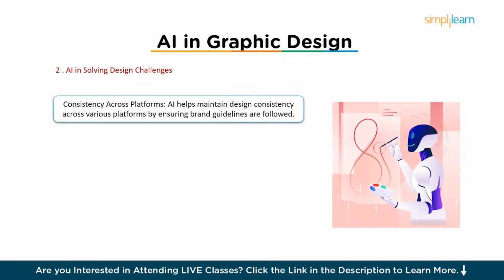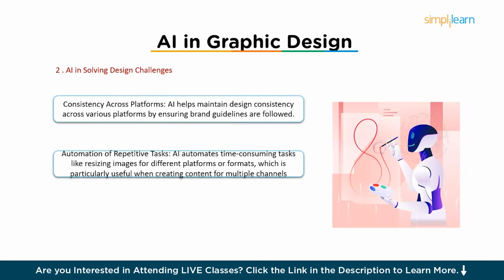So consistency across platforms. So AI helps maintain design consistency across various platforms by ensuring brand guidelines are followed. So whether designing for websites, social media, or print, AI tools ensure that elements like logos, colors, and fonts are always used correctly. Then we have automation of repetitive tasks. So AI automates time-consuming tasks like resizing images for different platforms or formats, which is particularly useful when creating content for multiple channels. So this allows designers to focus on the more creative aspects of the design.